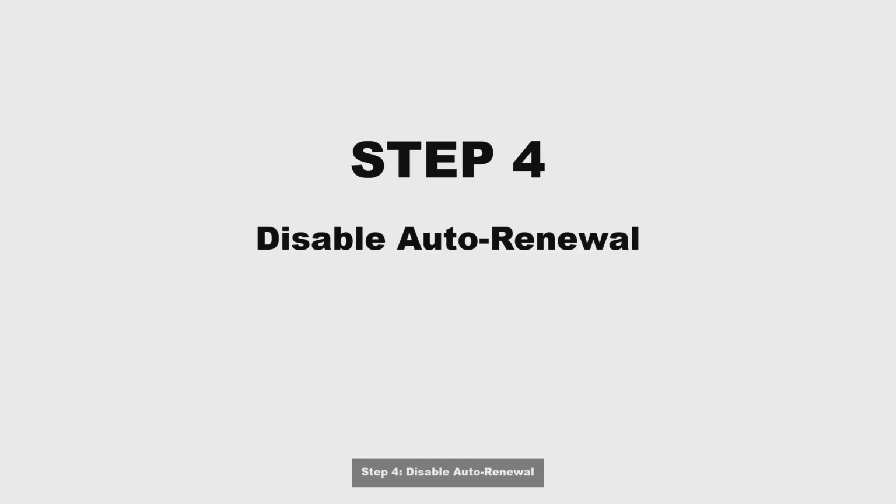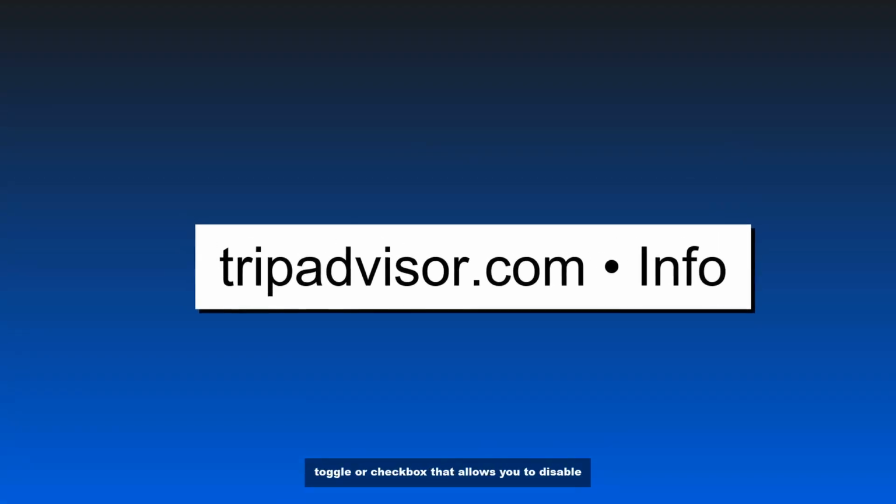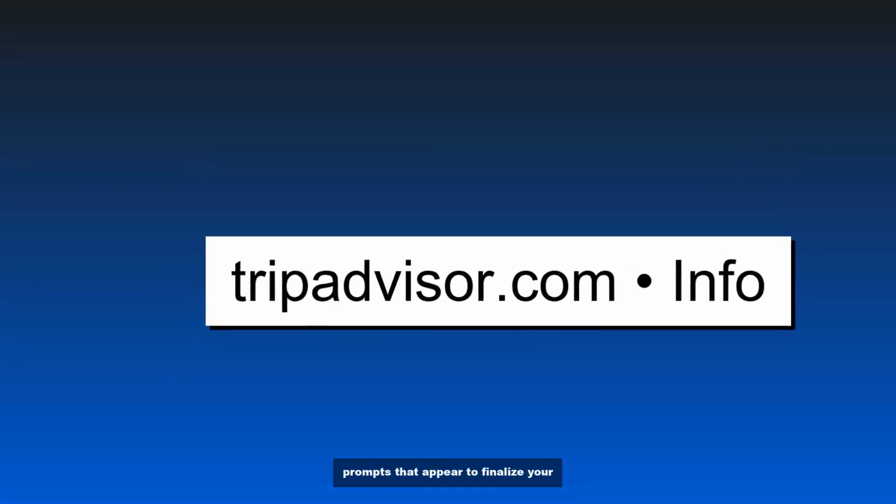Step 4. Disable auto-renewal. Within the subscription details, locate the option for auto-renewal. There should be a toggle or checkbox that allows you to disable this feature. Make sure to confirm any prompts that appear to finalize your decision.